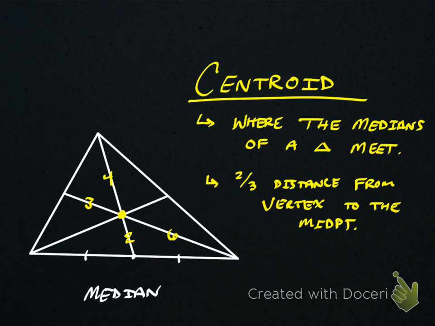So again, the centroid falls exactly 2/3 of the way between the vertex and that midpoint on the opposite side. So that median gets cut into a 2/3 piece and a 1/3 piece. Another way you could think about that would be that the longer portion is exactly double the shorter portion because it's 2/3 and 1/3. So that is the centroid. Pause there if you need to catch up, and we have one more.